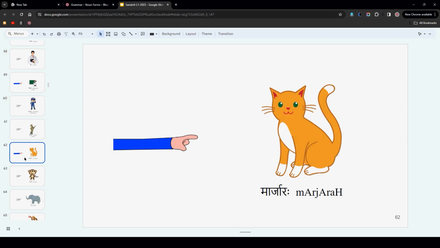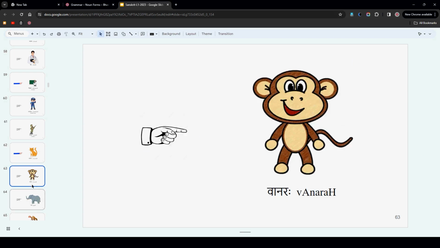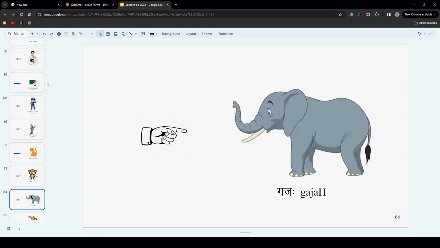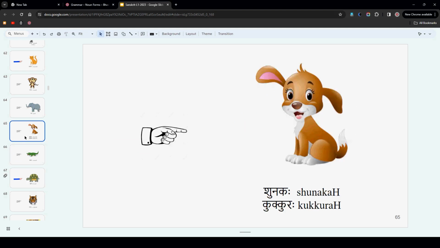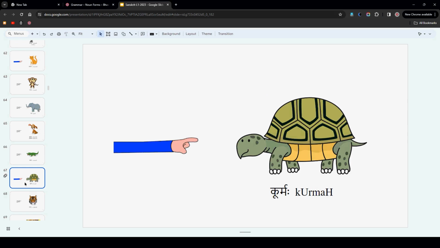Then saha kaha saha marjaraha. Saha kaha saha vanaraha. Saha kaha saha gajaha. Like that, you can keep on practicing. Makaraha, shunakaha, kukkuraha.